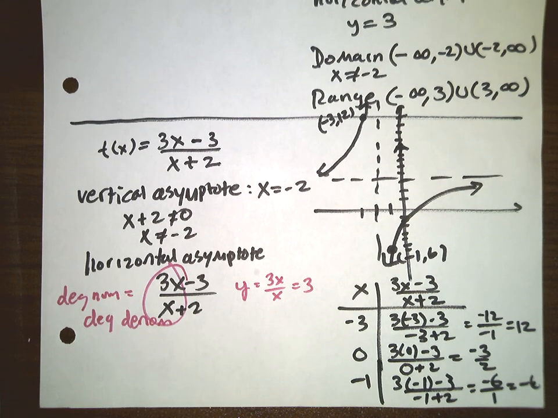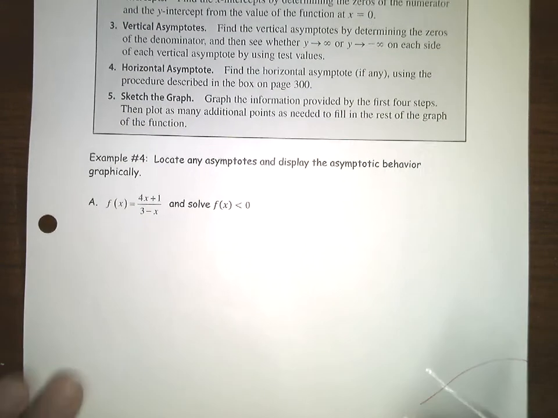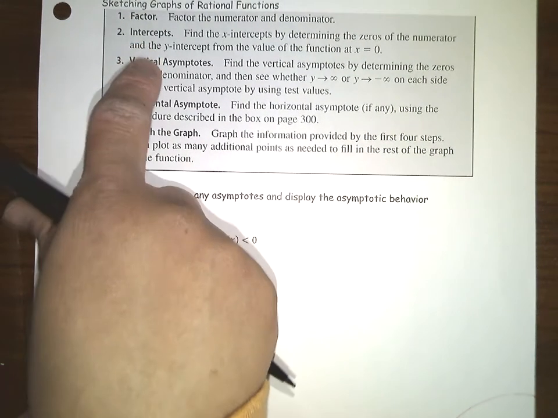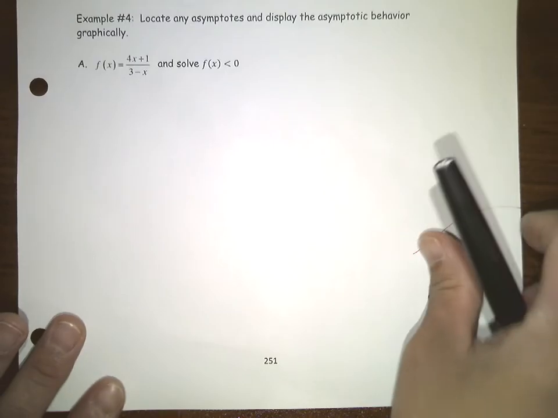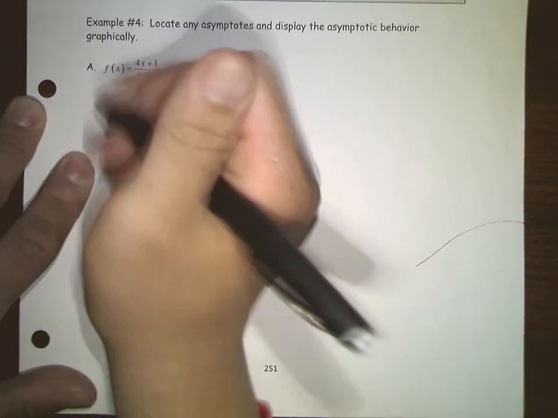So now it is time for another example here. The last couple of examples are just putting this all together, sort of what I was just doing, but without using the transformation. So we're going to go through all these steps and sketch the graph. So factor, find the intercepts, the vertical asymptotes, the horizontal asymptotes, and then sketch the graph. So locate any asymptotes and display the asymptotic behavior graphically. Okay, so here we go.